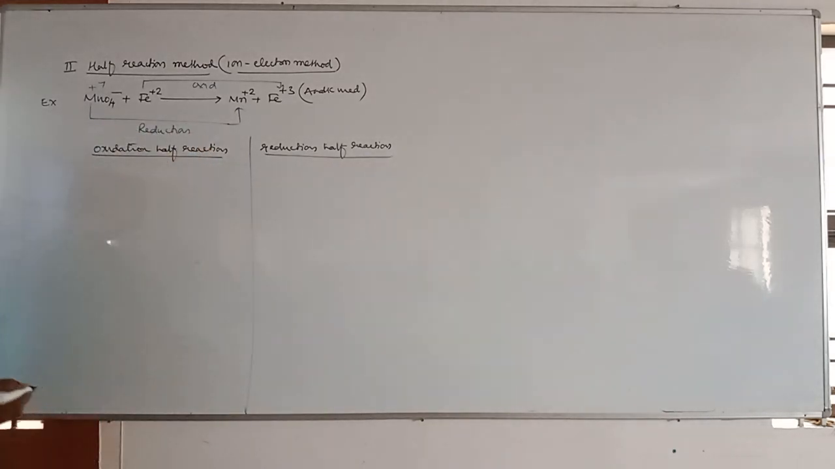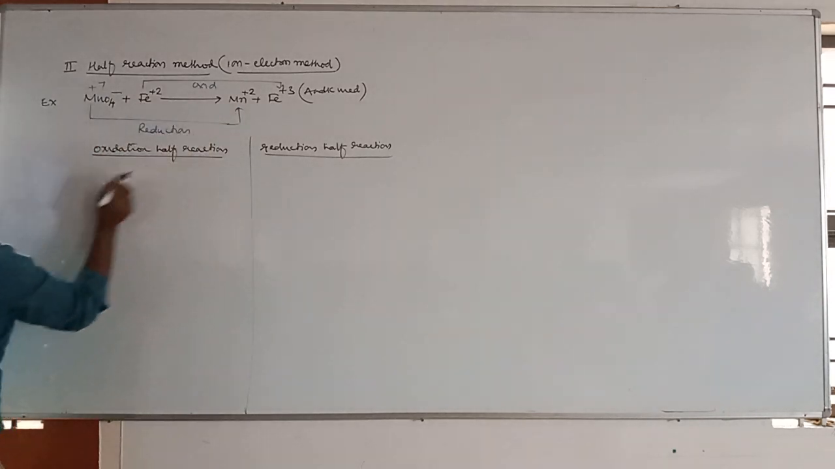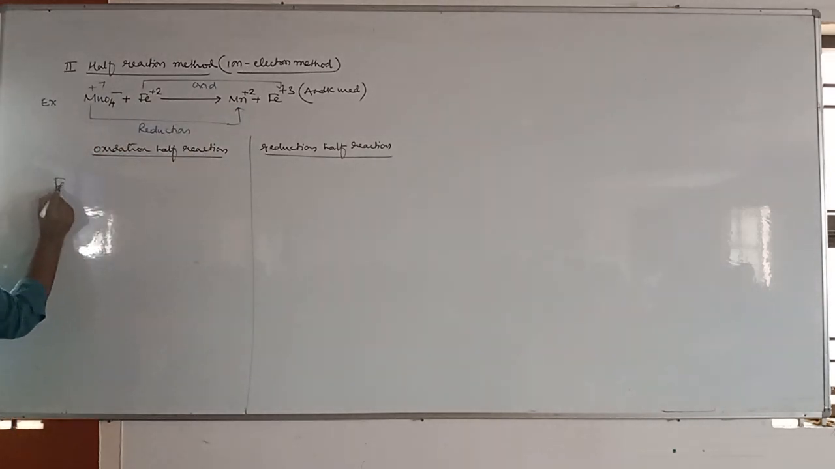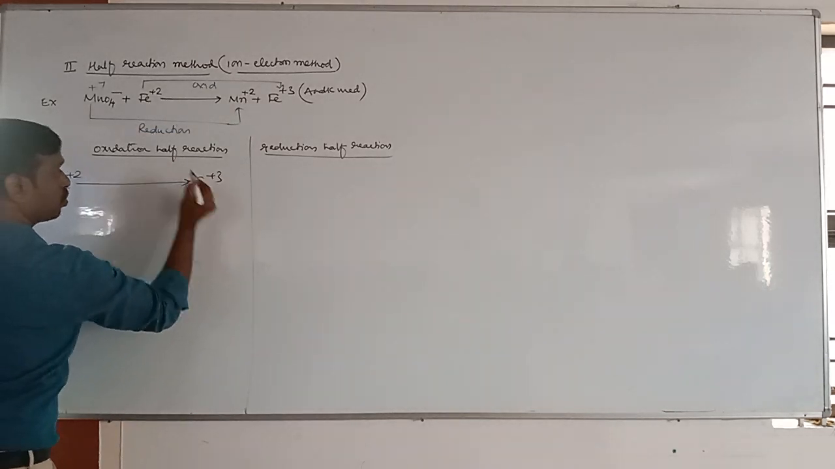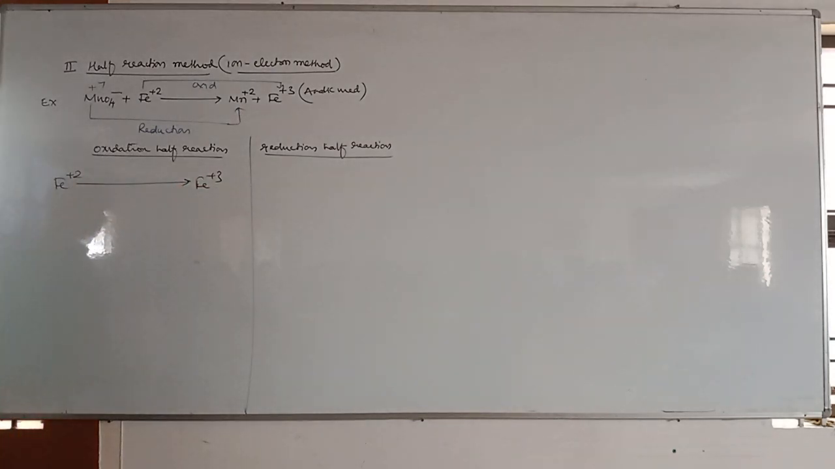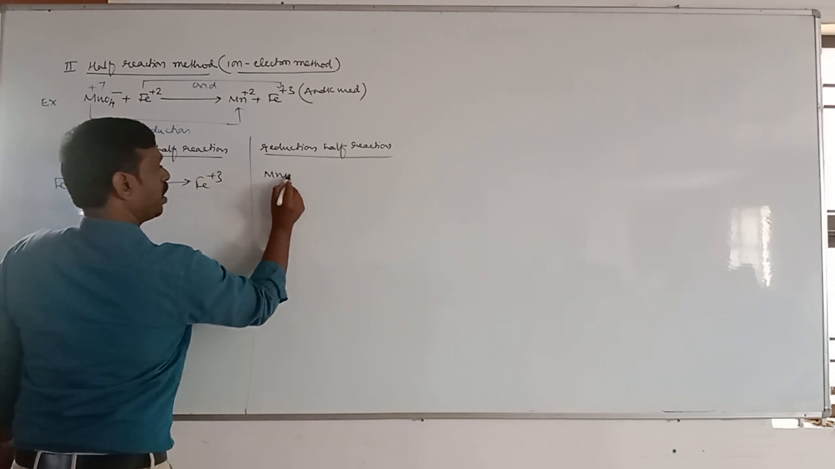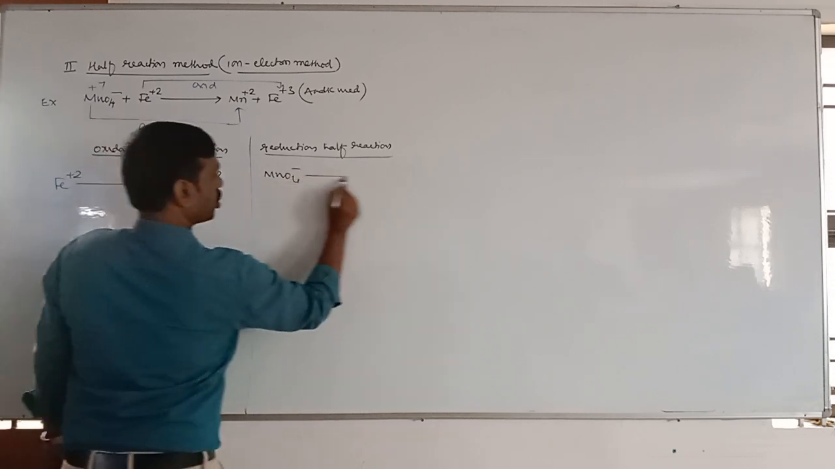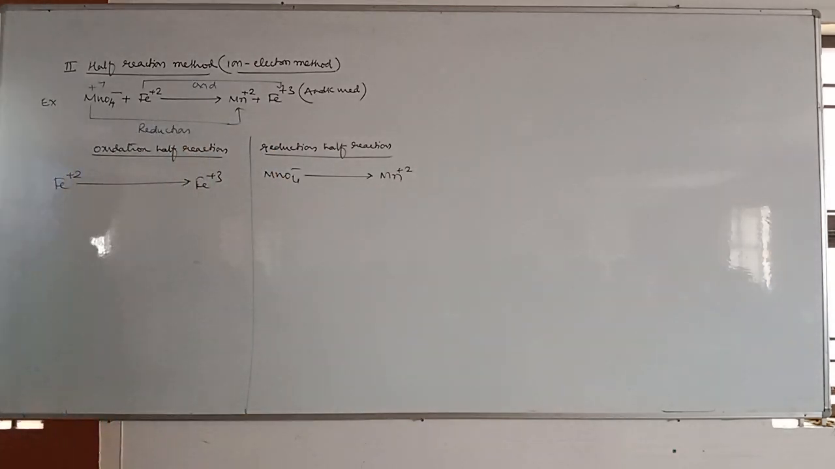Okay, tell me, which is the oxidation half reaction? Fe plus 2 converts into Fe plus 3, plus how many electrons? We'll see electron balancing later. Now here, what is the reduction? MnO4 minus gives rise to Mn plus 2. That is reduction. Fine. Tell me next, what is the next step?